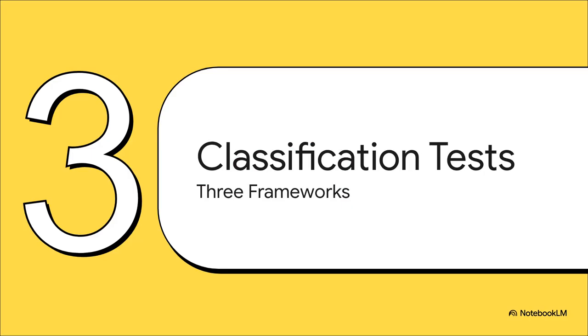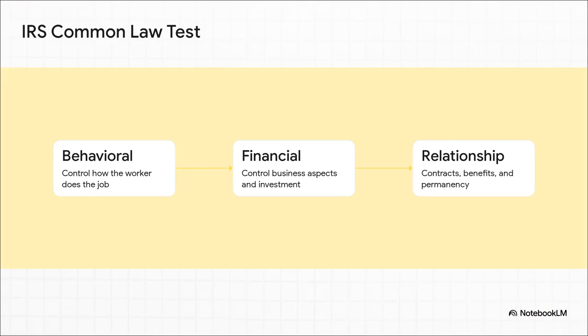Which brings us to Part 3, 3 tests of classification. Welcome to the gauntlet of legal tests used to actually determine if someone is a contractor. And listen, this is crucial. Passing one test does absolutely not mean you pass all 3. Someone could be fully compliant under federal tax law, but still be deemed an employee under state law.